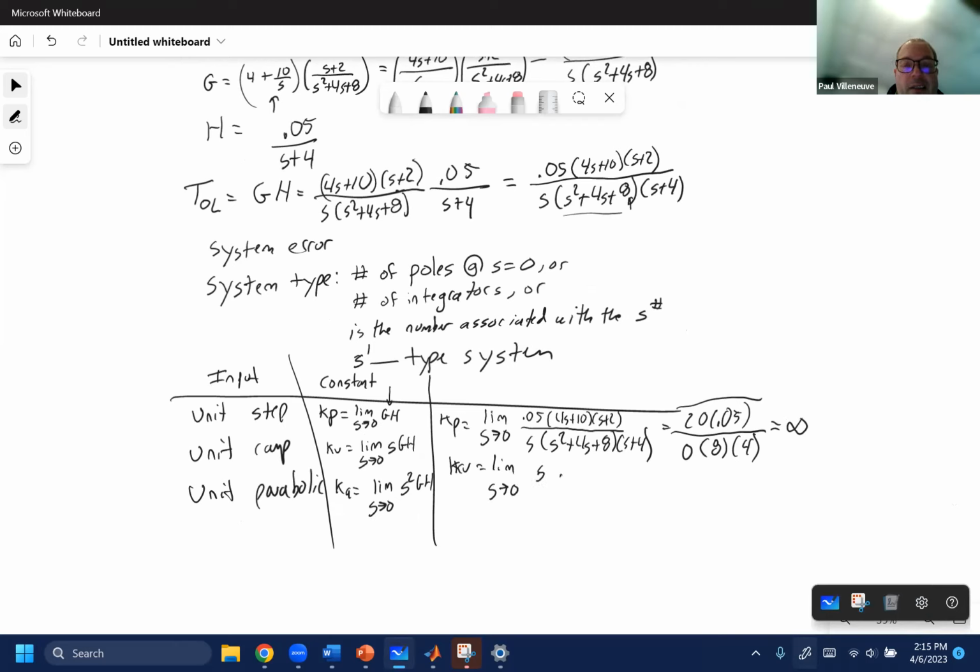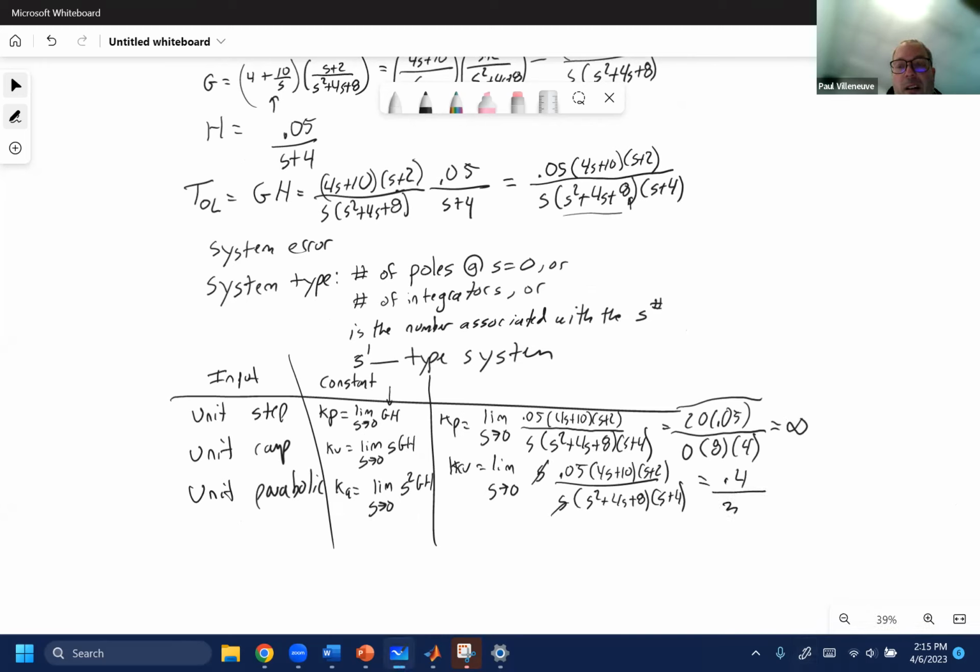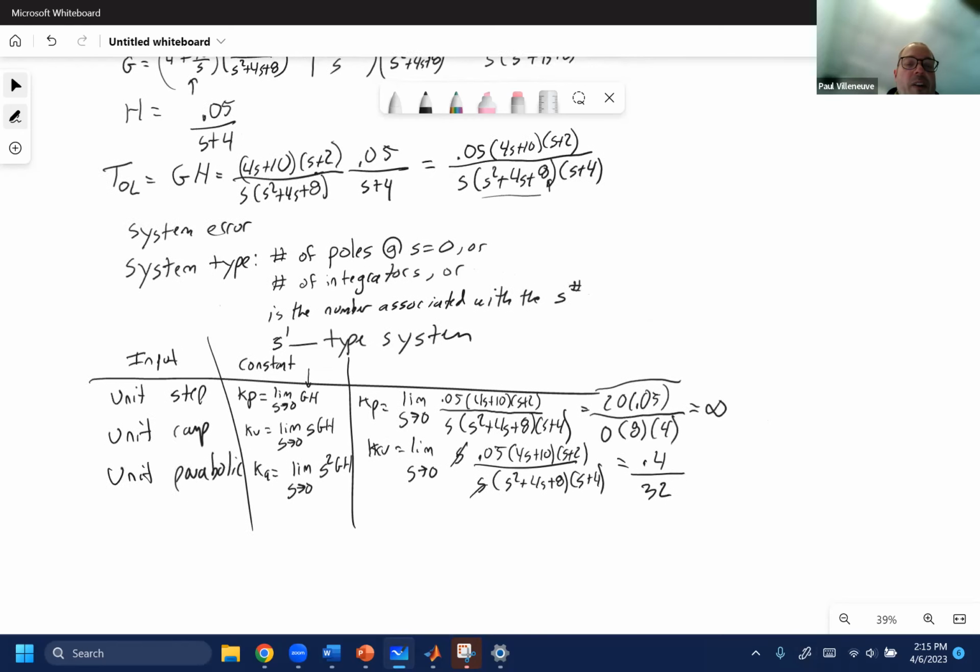So this is s now times 0.05 times 4s plus 10 times s plus 2 all over s times s squared plus 4s plus 8 times s plus 4. Now I can see that my s terms will cancel. And what I'm left with is 0.4 all over 32. And that's the velocity constant that I'm going to have there. I get to cancel out an s. This is not a 0 or an infinity number, so I can actually calculate some errors. I'm going to do that in a second.